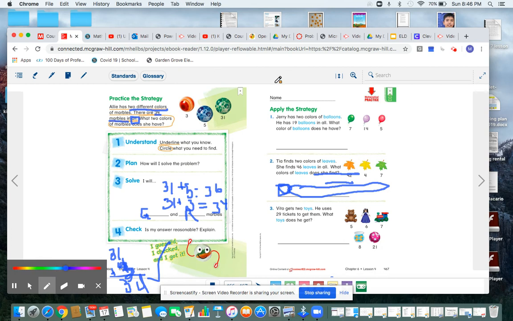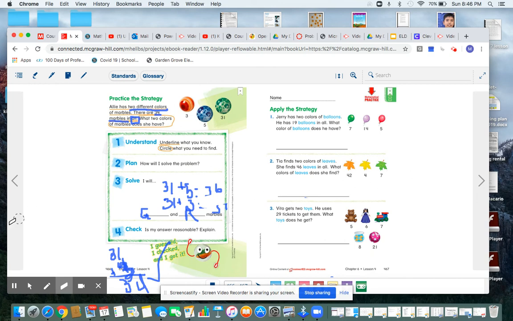So this is how you're going to solve your problem. I'm going to go ahead and help you. I'm going to read each problem for you so that you can see what they're asking you, and then we can underline it together, and then you're going to solve the problems on your own.